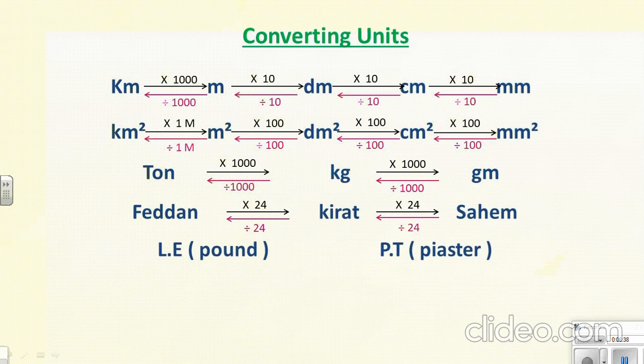Okay, we have pounds and piasters, LE and piasters. Of course, the pound is bigger than the piaster, so from pound to piasters, we multiply by 100. And from piasters to pounds, our LE, we divide by 100.